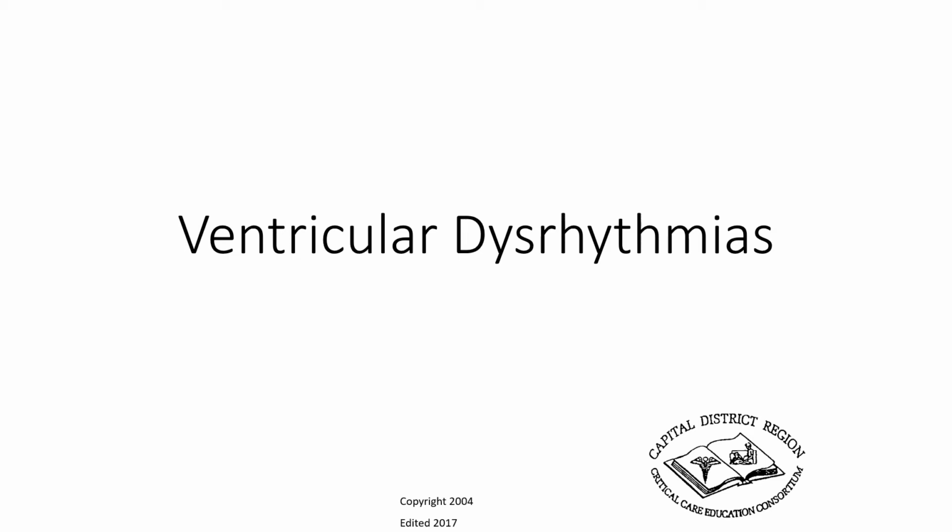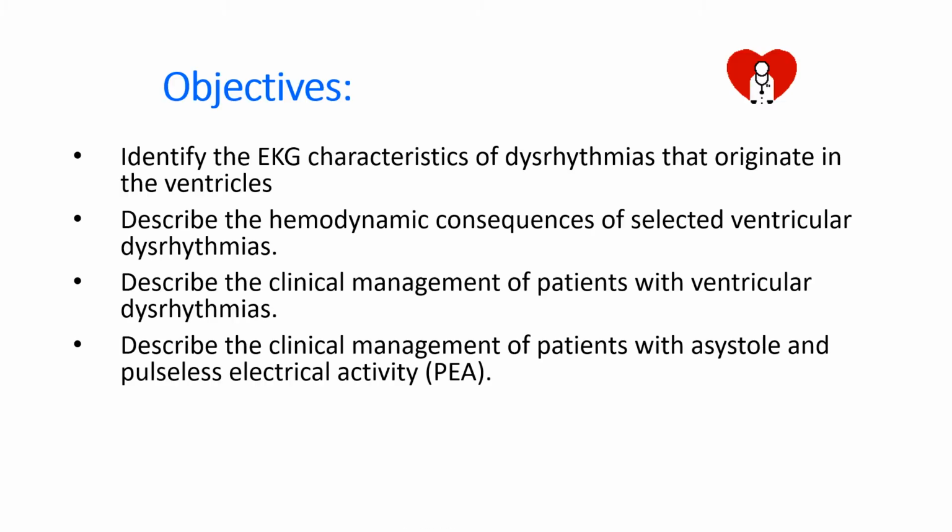In this lecture, we will be discussing ventricular dysrhythmias. The objectives are to identify the EKG characteristics of dysrhythmias that originate in the ventricles, describe the hemodynamic consequences of selected ventricular dysrhythmias, describe the clinical management of patients with ventricular dysrhythmias, and describe the clinical management of patients with asystole or pulseless electrical activity, known as PEA.